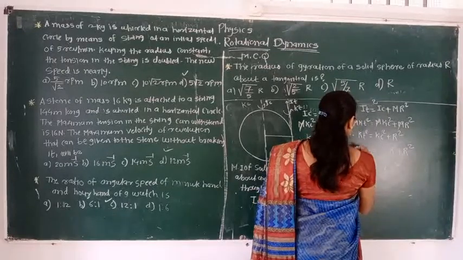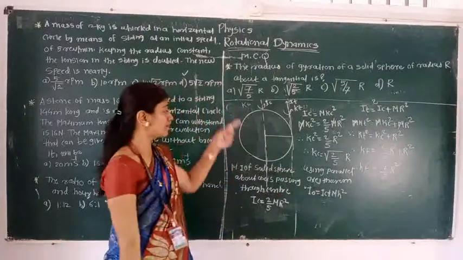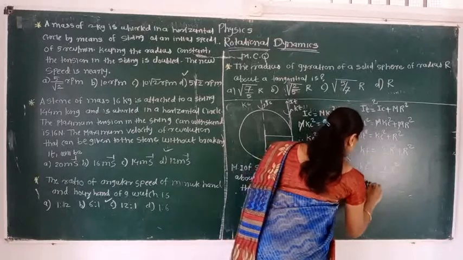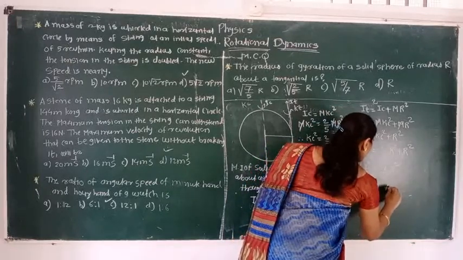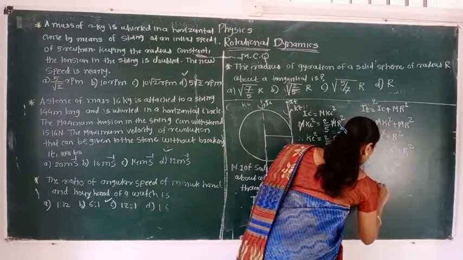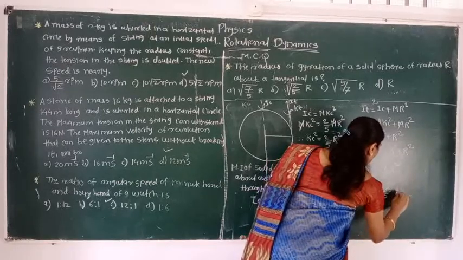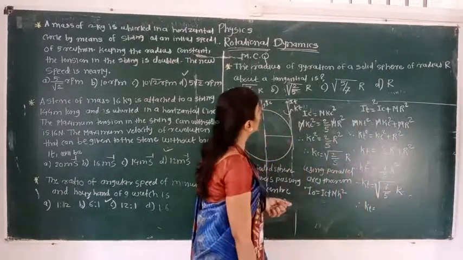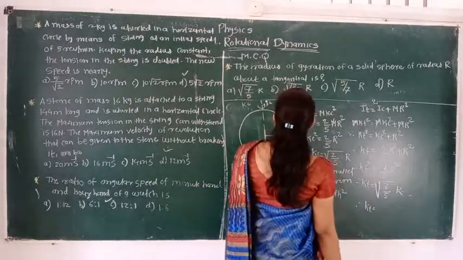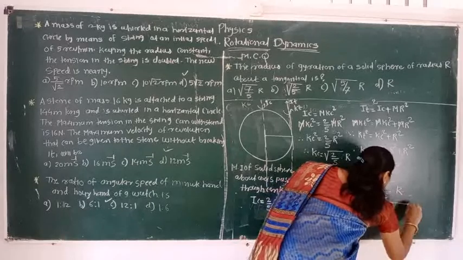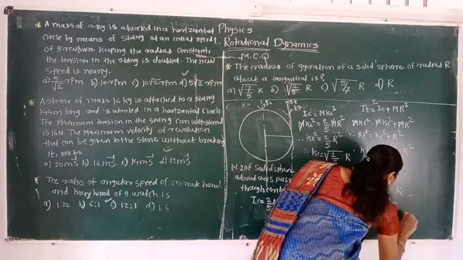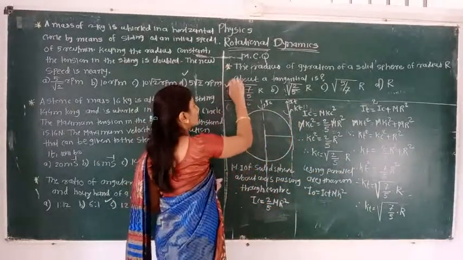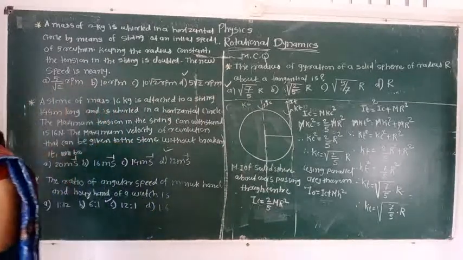Here we have to find the radius of gyration about an axis passing through the tangent. So kt square, finally kt is equal to the square root of 7 divided by 5 into r. So the radius of gyration of a solid sphere having radius r about a tangent is the square root of 7 divided by 5 into r. This is our option number first. Let me move toward the next example.